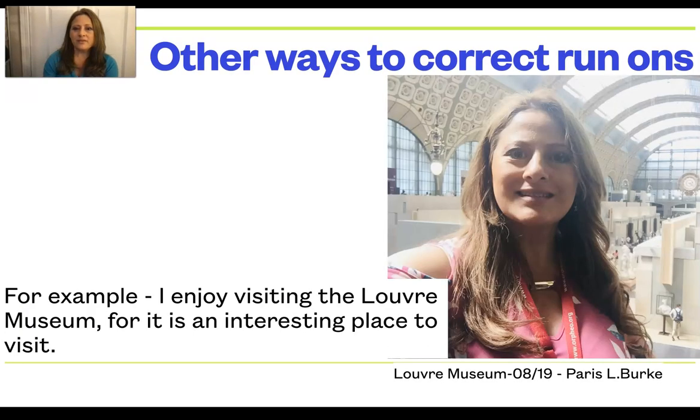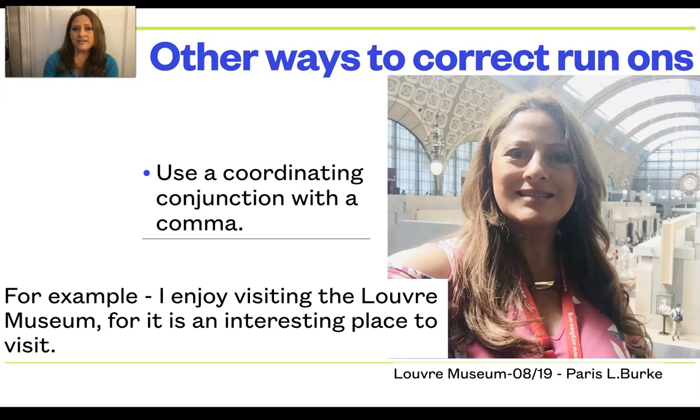There's other ways to correct run-ons. For example, I enjoy visiting the Louvre Museum, for it is an interesting place. There are many coordinating conjunctions, and this one happens to be for. So once again, you can find different words to use depending on the meaning of your sentences.